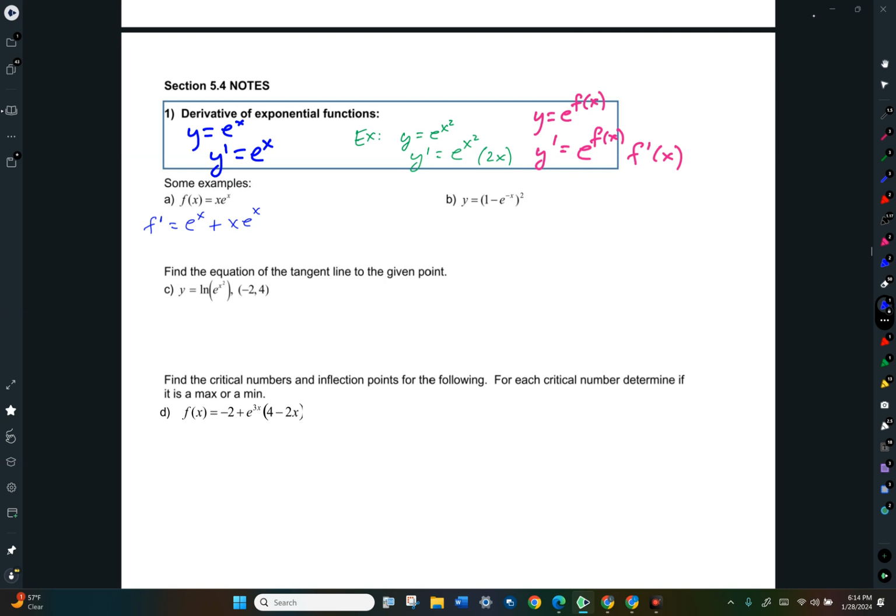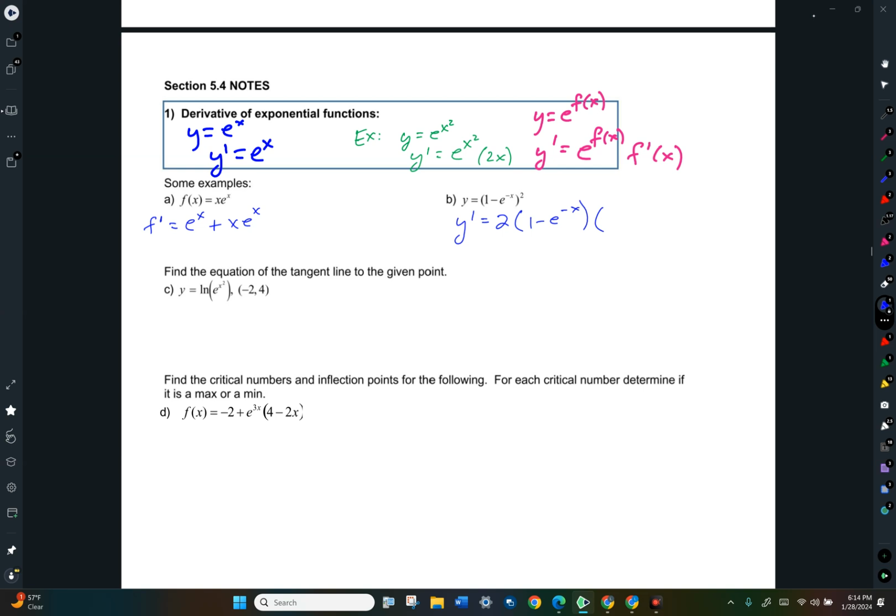Or look at letter B. If I want to find the derivative, well, I have a parentheses with an exponent, so I have to think chain rule. So the outside would be: bring down the 2, keep the parenthesis, now it's to the first, now times the derivative of the inside.